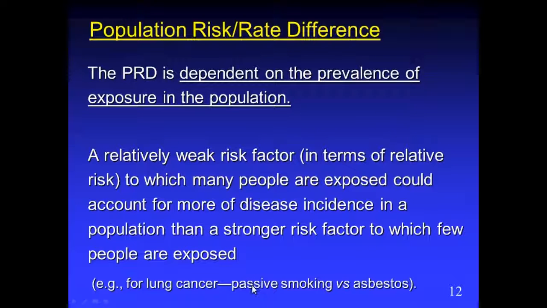An example of that would be passive smoking and asbestos. We know that asbestos is a very strong cause of lung cancer in the exposed population, whereas passive smoking, second-hand smoke from smokers, is a relatively weak risk factor. However, a large proportion of the population are exposed to passive smoking, whereas only a very small proportion of the population are exposed to asbestos. And I'm talking about general populations here, of course. So a lot more health could be gained by eliminating passive smoking across the population than, say, preventing exposure to asbestos in a relatively small proportion of people.